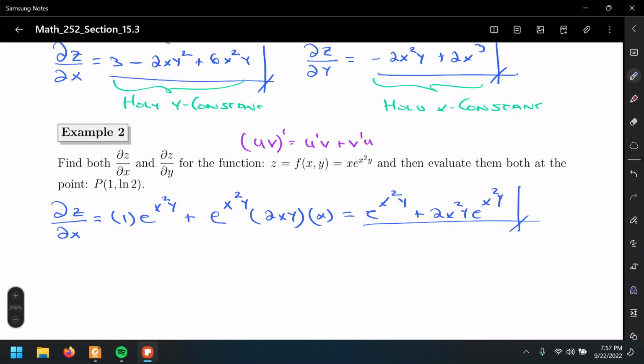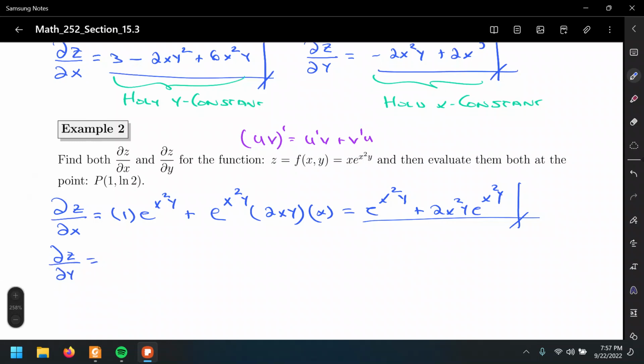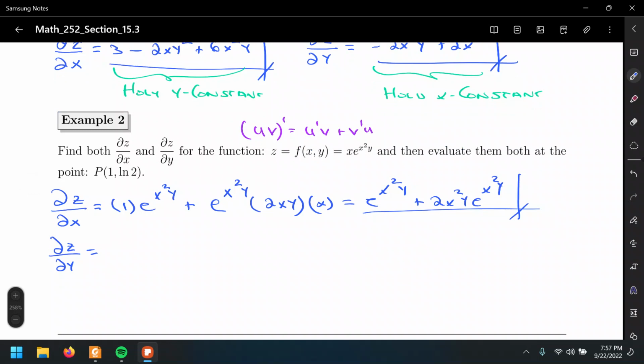Let's look at the second partial, or the partial with respect to y. So, in this case, pretty much everything is remaining constant. Well, x is constant, so we are essentially differentiating e to the constant times y. What's the derivative of that? Well, it's going to be exactly the same. x e to the x squared y.